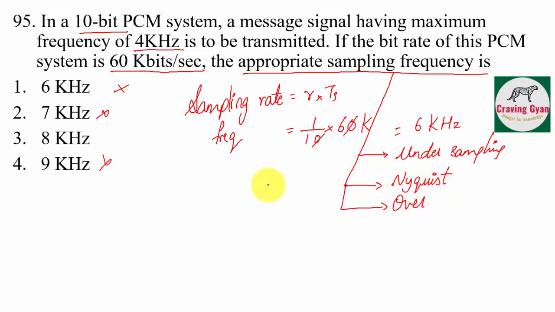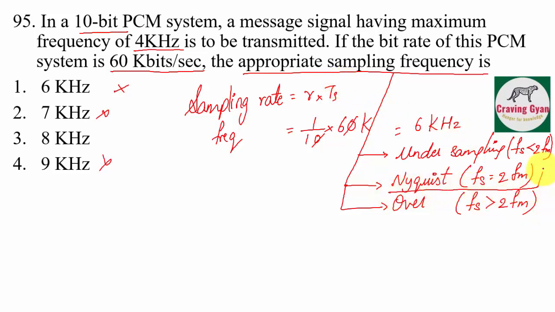In the case of undersampling, Fs is less than 2 times Fm, and if you do so, aliasing is going to occur. In the case of Fs equals 2 times Fm, it is appropriate sampling. But in the oversampling case, Fs is greater than 2 times Fm. Appropriate sampling frequency means Fs equals 2 times Fm.